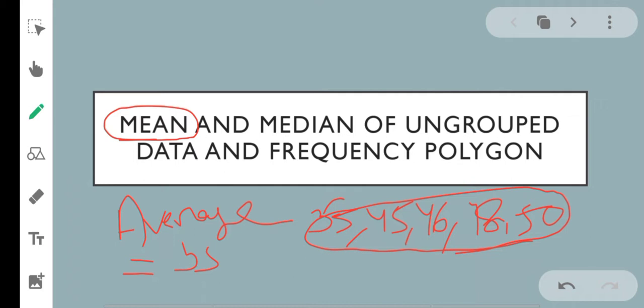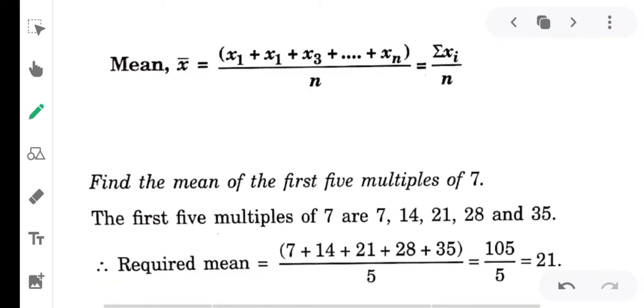So average weight will be 35 plus 45 plus 46 plus 48 plus 50 divided by the number of observations. The number of observations here is 5. So 35 plus 45 plus 46 plus 48 plus 50 divided by 5 will be the average weight of these boys. Okay, so that is mean. Clear? So this is the formula.